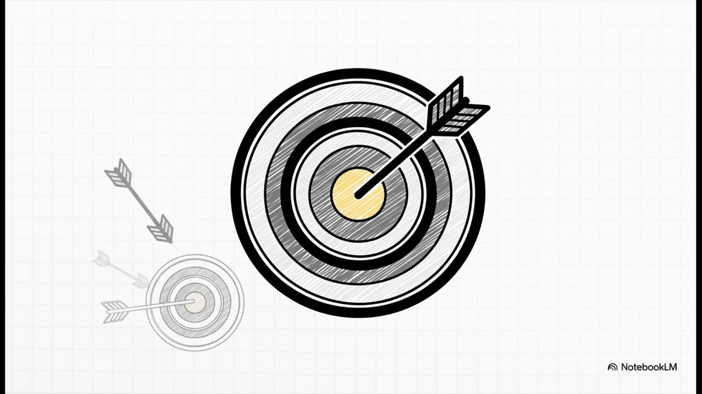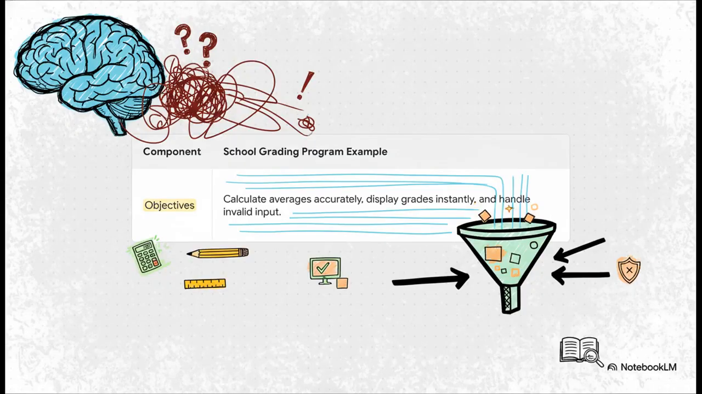Okay, so we've set our boundaries. Now it's time to define what victory looks like. What does a successful solution actually do? These are your objectives and goals, and they have to be things you can actually measure. So notice here, these goals are real targets we can aim for. We need accurate calculations. We want instant results. And, this is a big one, the program shouldn't crash if someone types in banana instead of a number. This becomes our literal checklist for success.